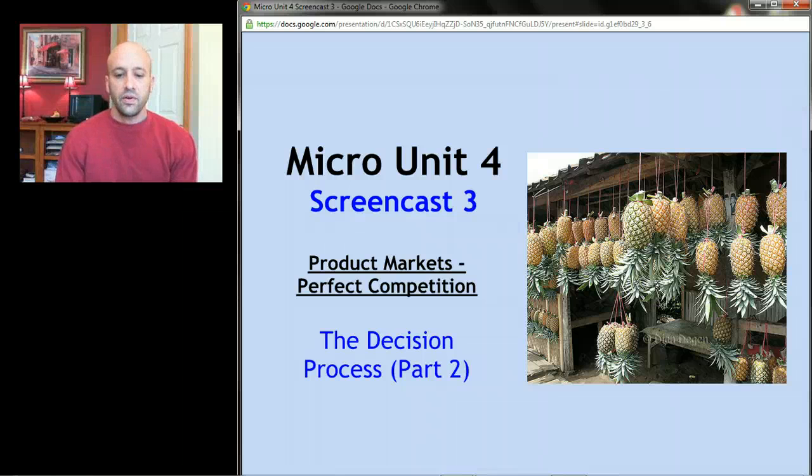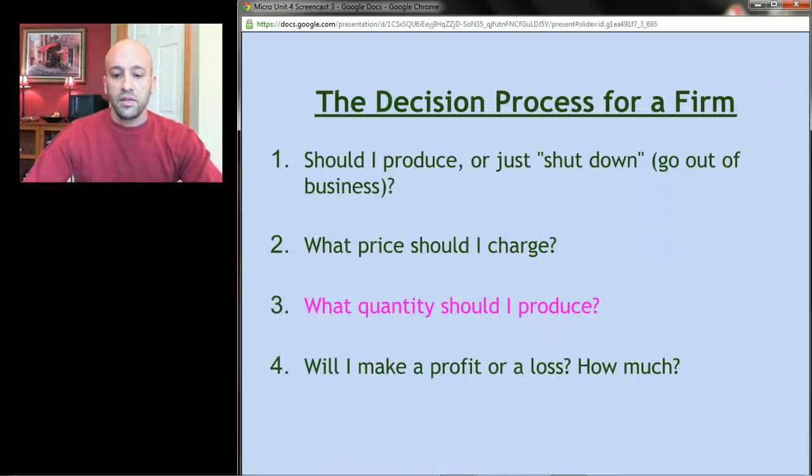All right, Screencast 3, we're continuing on with the decision process for a perfectly competitive firm. Last time we talked about whether the firm should stay in business or shut down and what price it should charge. This time we're moving to the third question, what quantity should the firm produce?